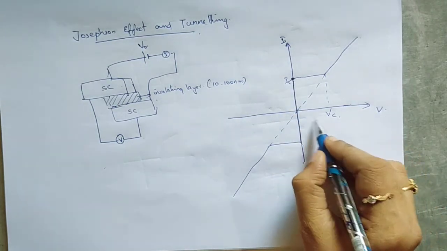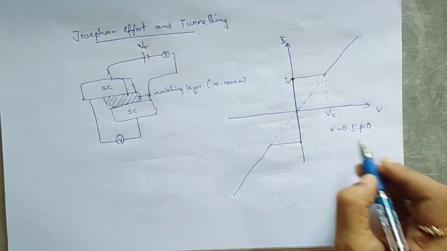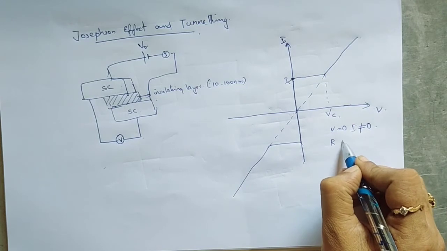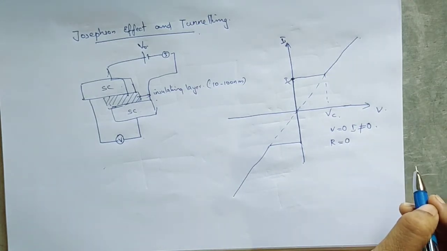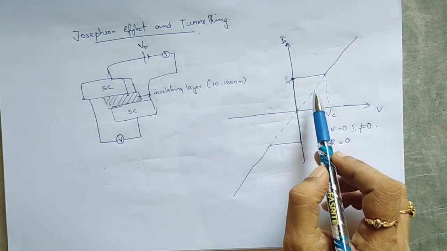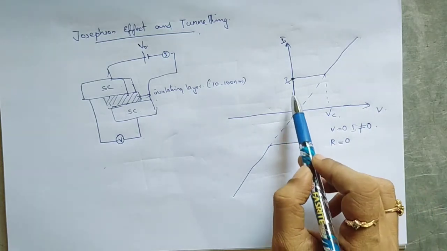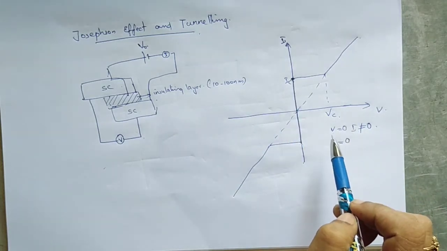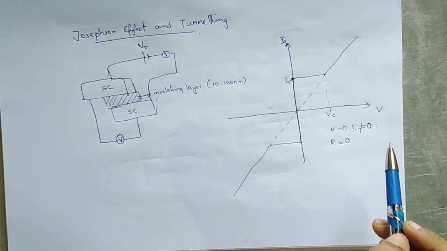That is, here when V equal to 0, I is not equal to 0. Here the resistance is 0 in the system. Now what is the reason for this? For V equal to 0, there is I. There is the current flowing. What is the reason?